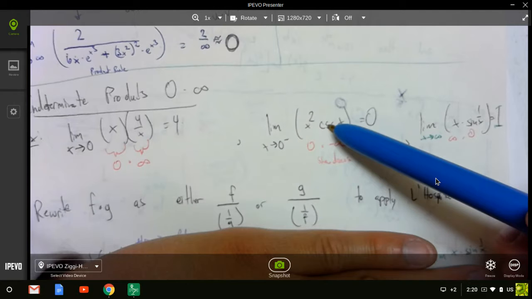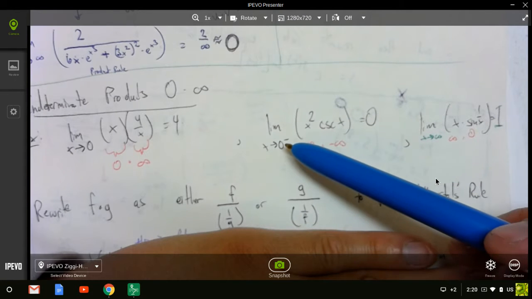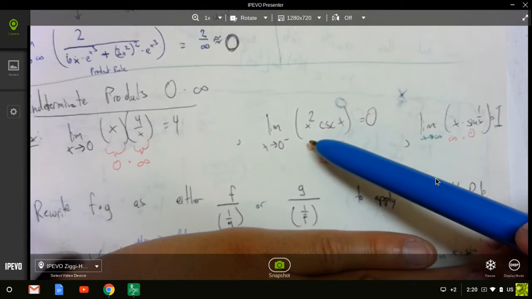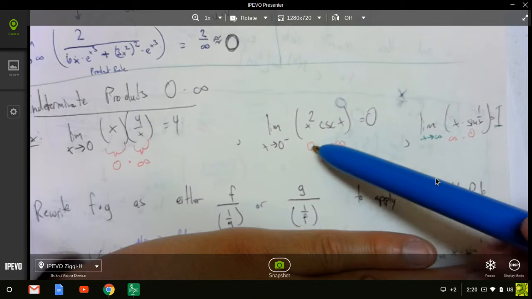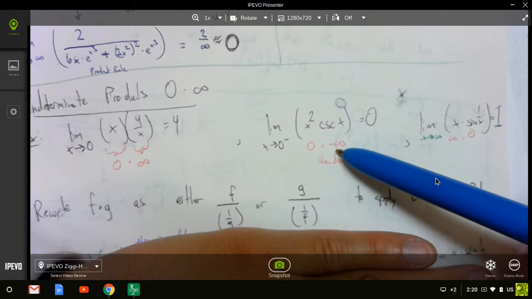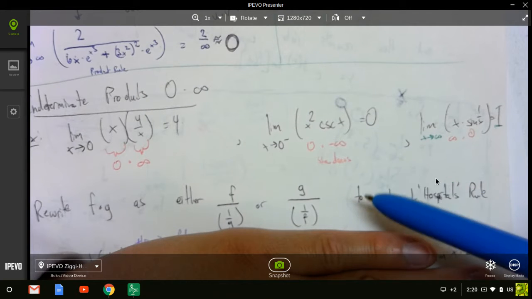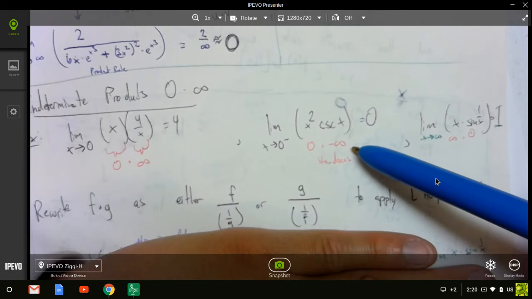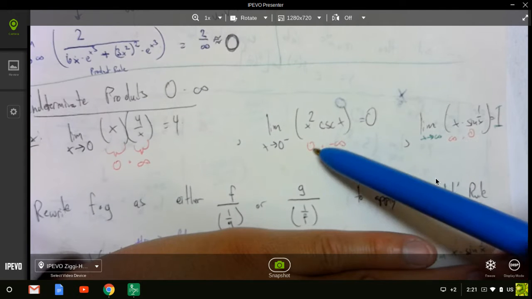It'd be 0 times the cosecant of x, and remember, you're approaching 0 from the negative side, so it's a bunch of small negative numbers approaching 0. So you get negative infinity. But in either case, 0 times infinity, or more technically correct, 0 times negative infinity, you won't get a proper limit. You get this indeterminate form.